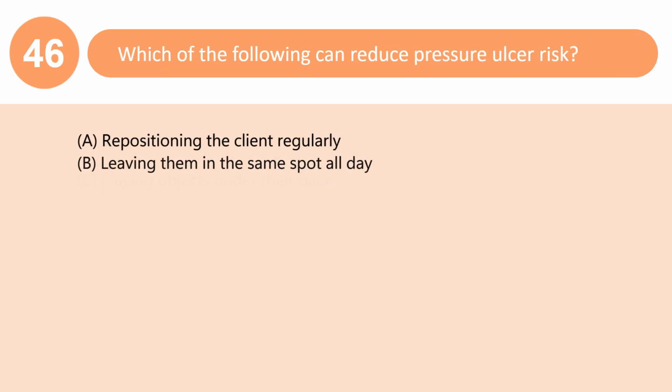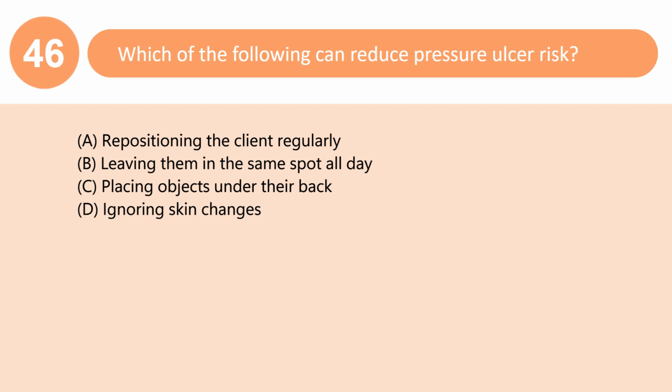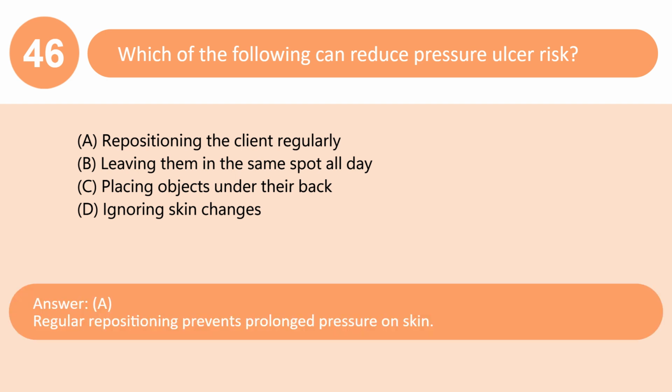Which of the following can reduce pressure ulcer risk? A. Repositioning the client regularly. B. Leaving them in the same spot all day. C. Placing objects under their back. D. Ignoring skin changes. Answer A. Regular repositioning prevents prolonged pressure on skin.